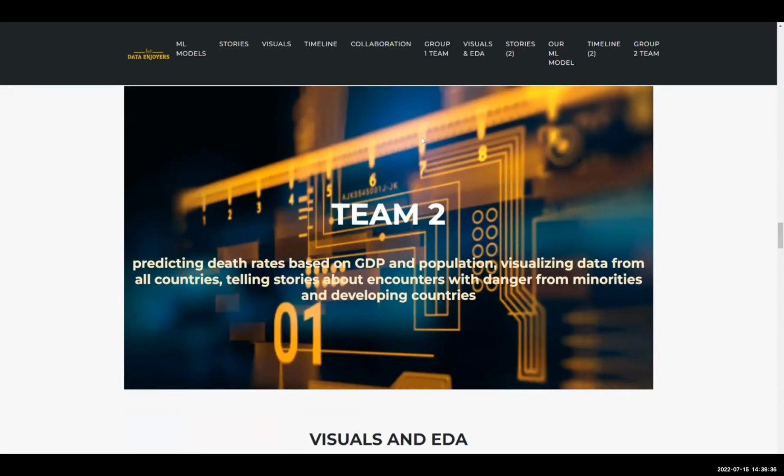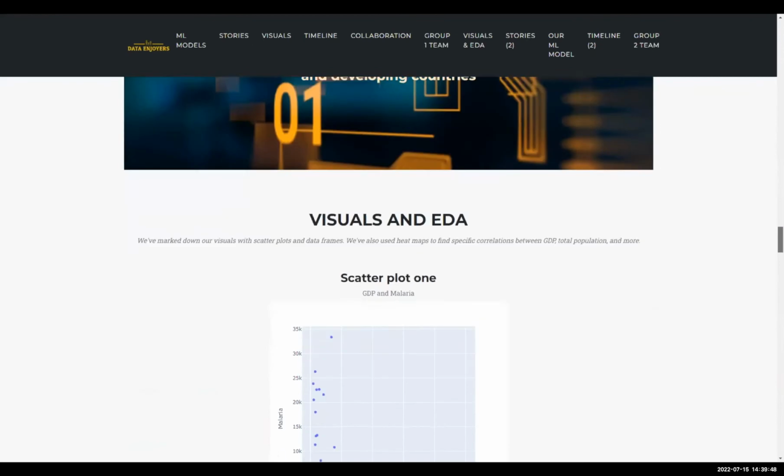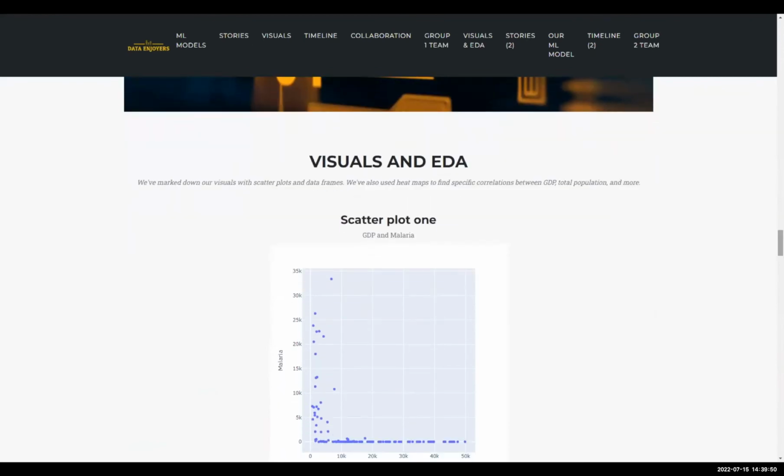Team 2, predicting death rates based on GDP and population. Visualizing data from all countries, telling stories about encounters with danger from minorities and developing countries. Visuals and EDA. We've marked down our visuals with scatter plots and data frames. We've also used heat maps to find specific correlations between GDP, total population, and more.